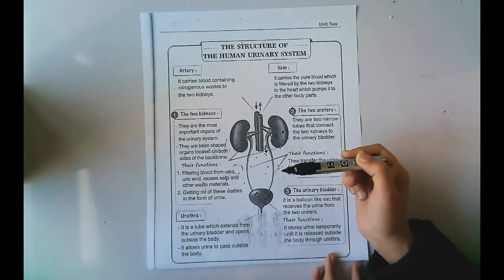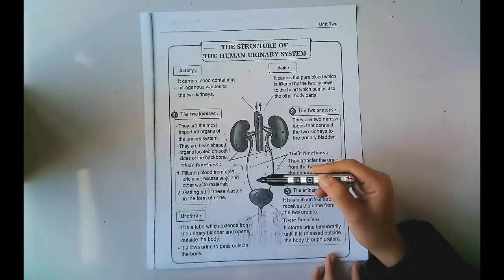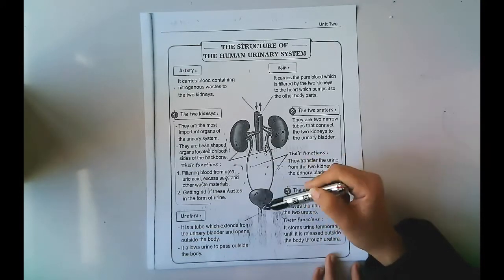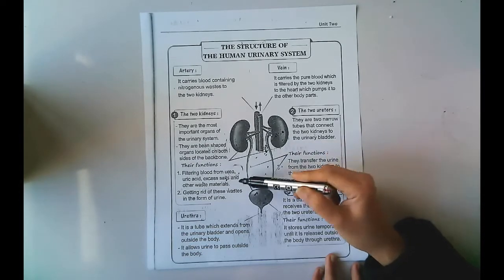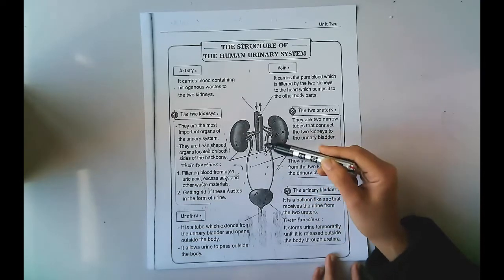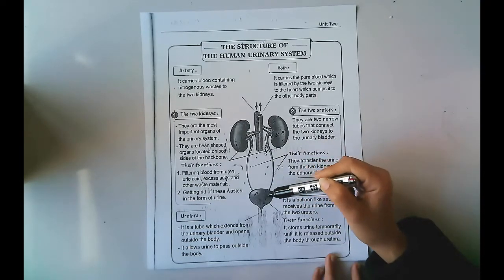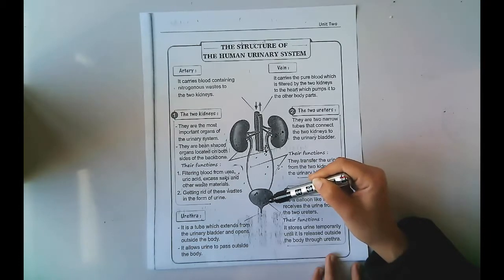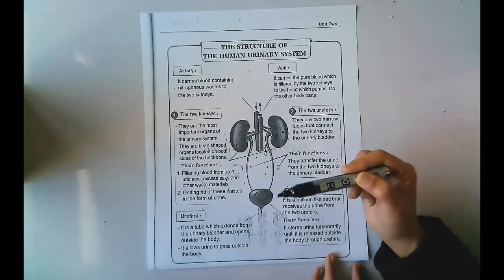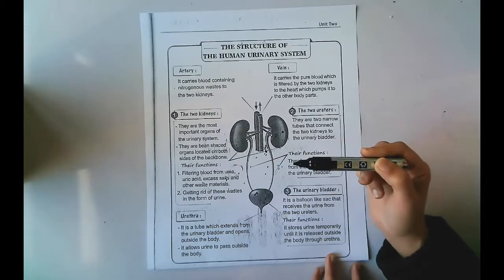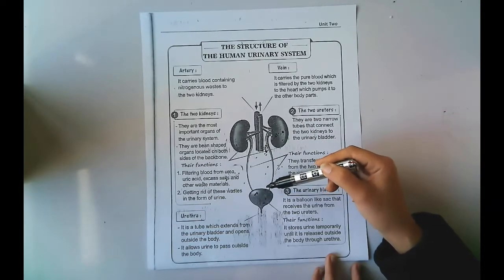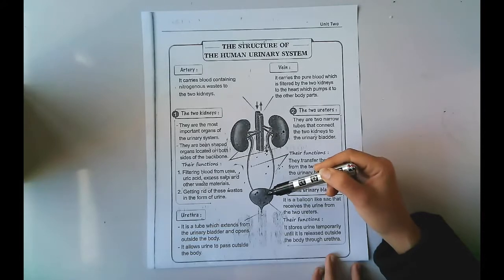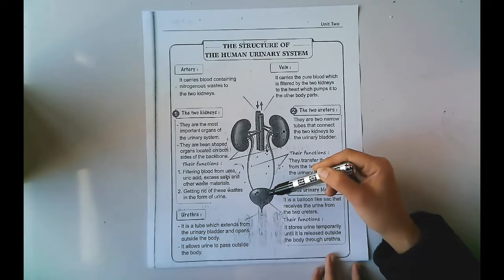What about the urinary bladder? The urinary bladder is a balloon-like sac which receives the urine from the two ureters, and it stores the urine temporarily. Of course, you will not go to the toilet every minute or every half an hour; you have to take a time. That is the function of the urinary bladder. It stores the urine for a period of time until it is released outside the body through the urethra.